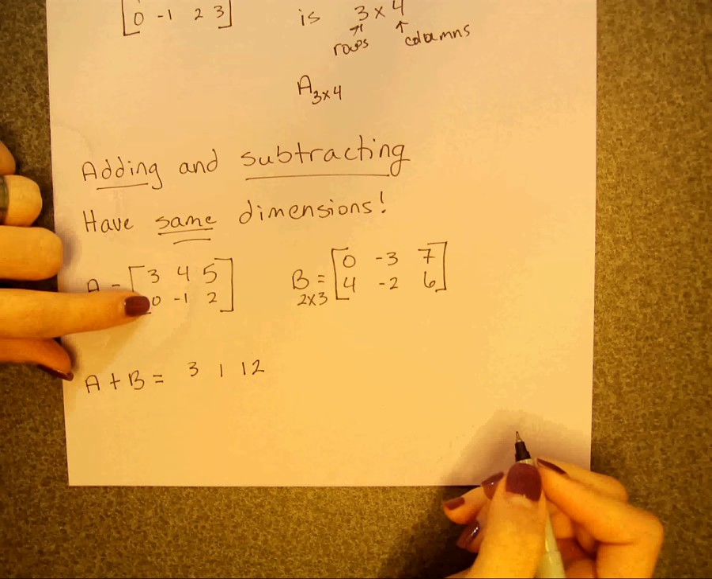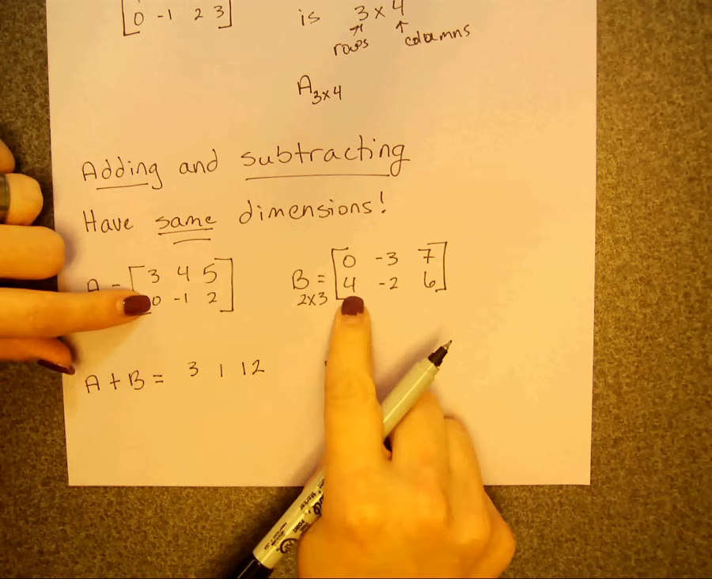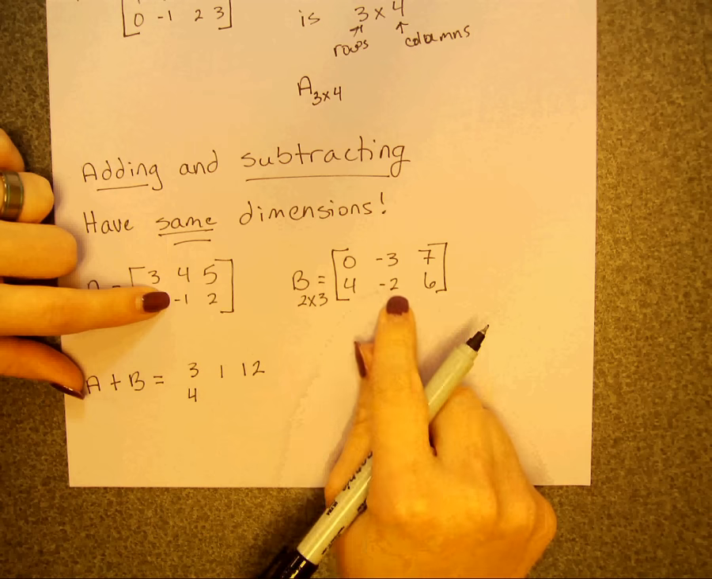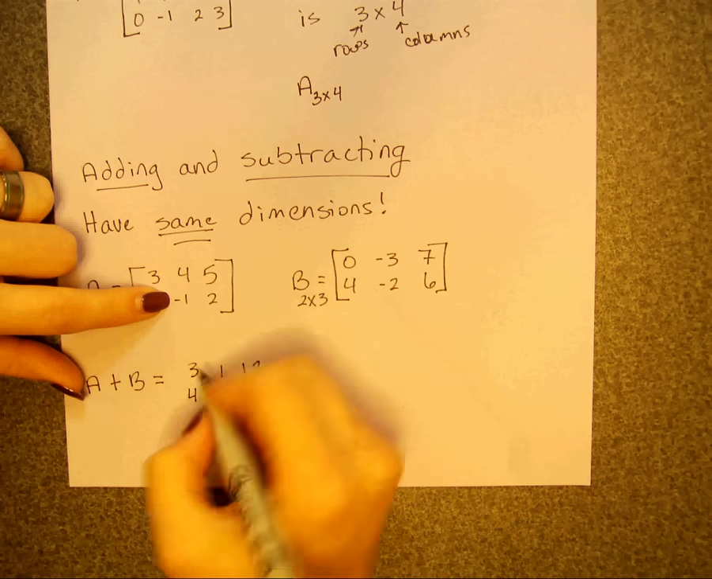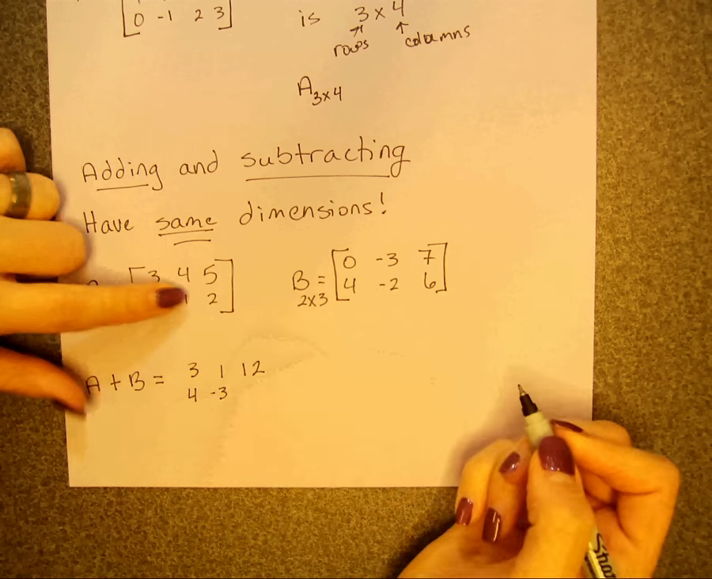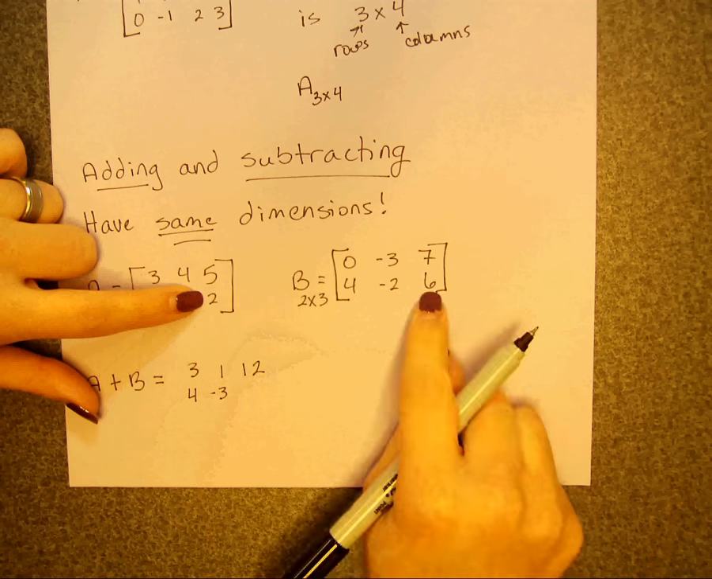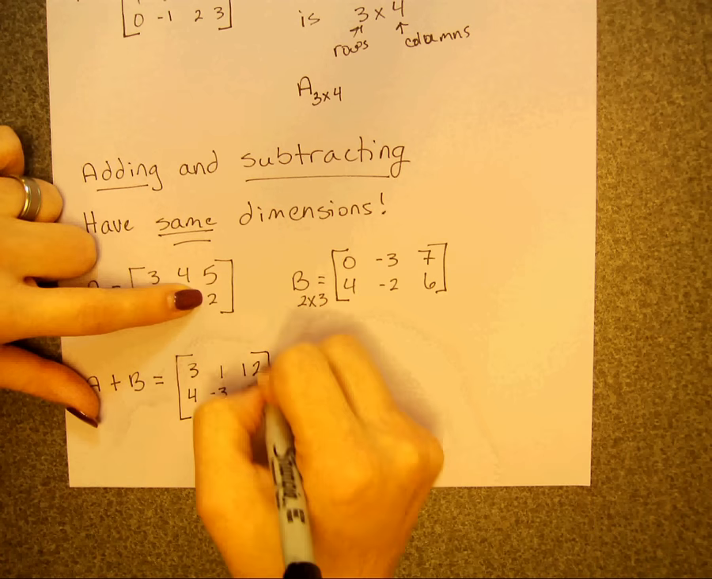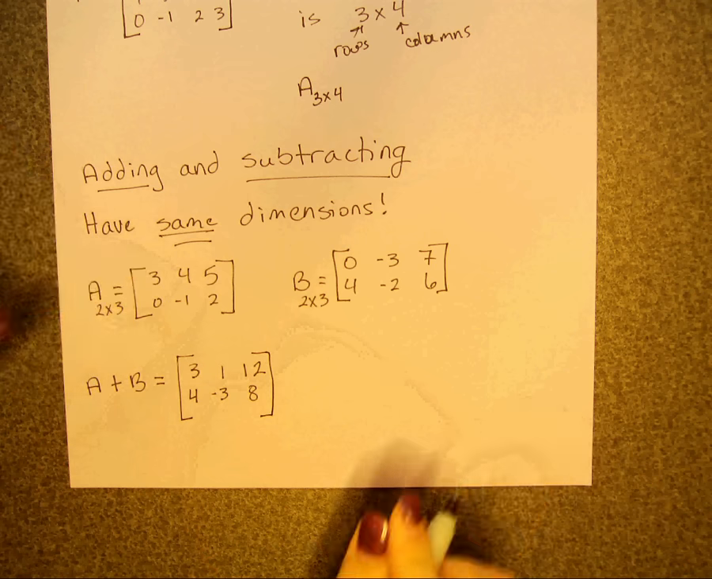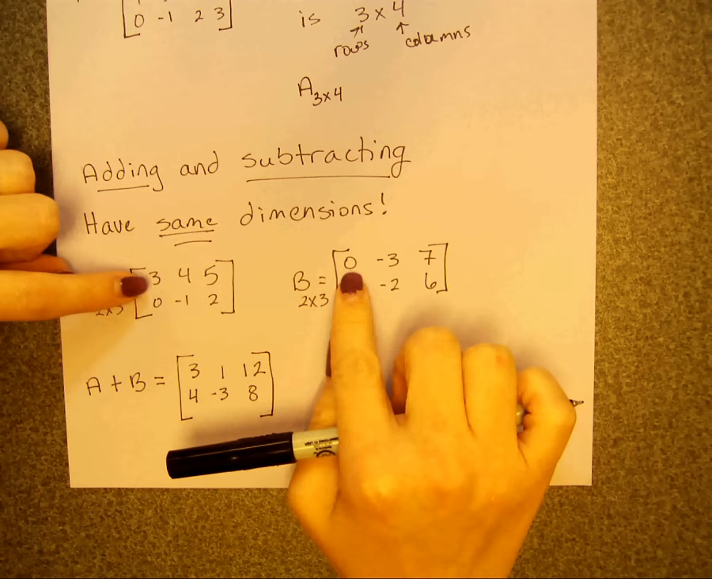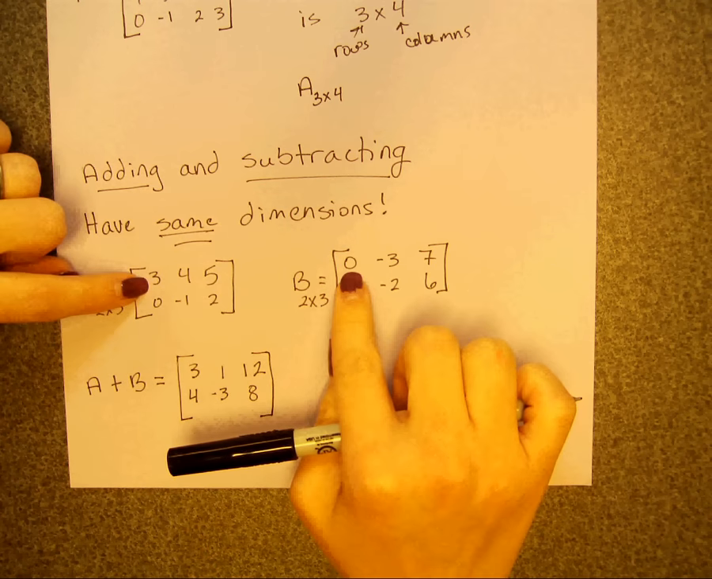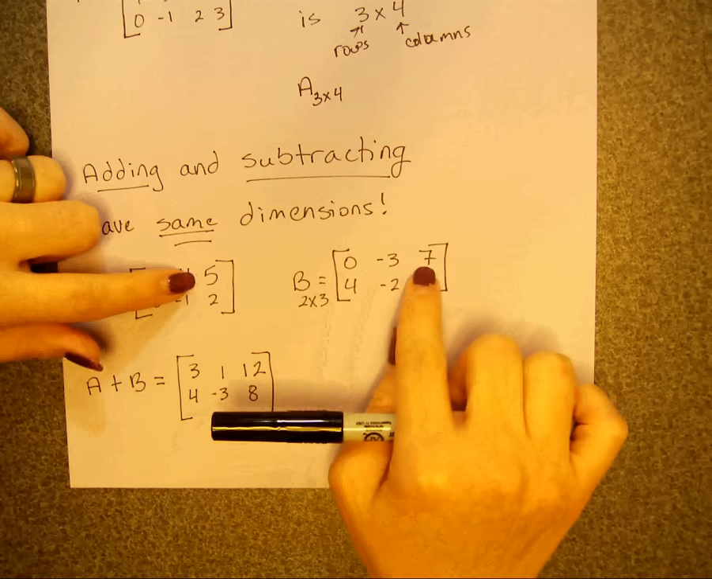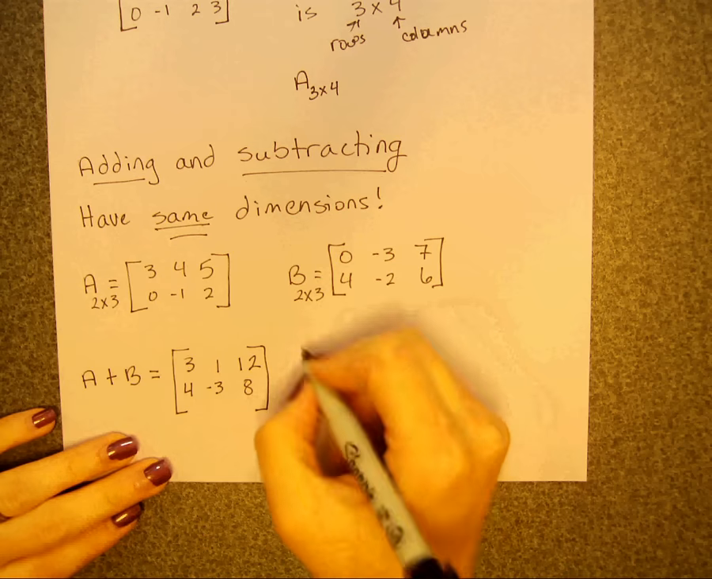And then come down to the second row, 0 plus 4 gives me 4. Negative 1 plus negative 2 gives me negative 3. And 2 plus 6 gives me 8. So when we're adding matrices, we're just going to add the corresponding numbers, the ones that are in the same exact position. Same row, same column, same row, same column, same row, same column.